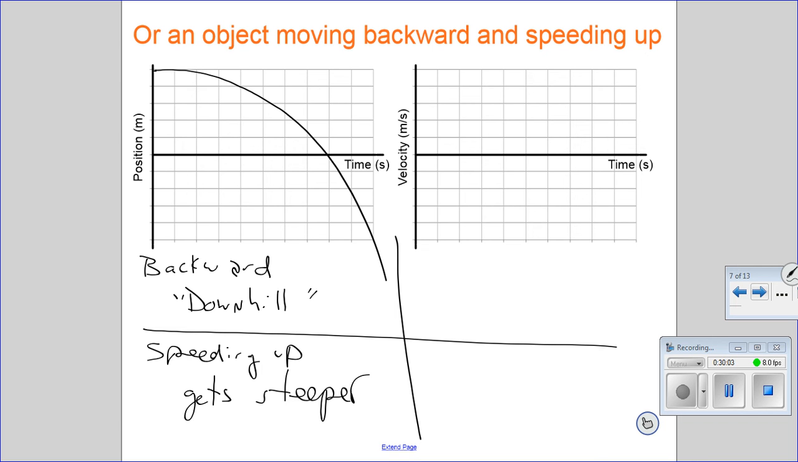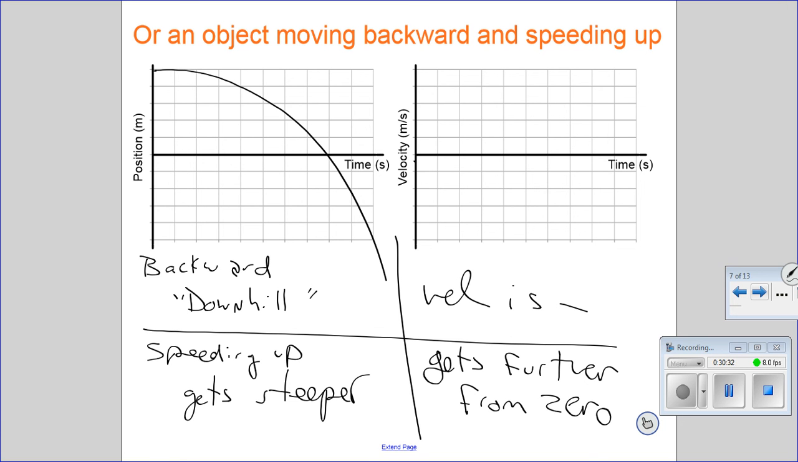Now let's look at our velocity. Because we're going backward, our velocity is negative. So now it's got to live down here, and we're speeding up, so it goes down away from the zero. Gets further from 0. So it's going to do something like this. Again, that's supposed to be a straight line.